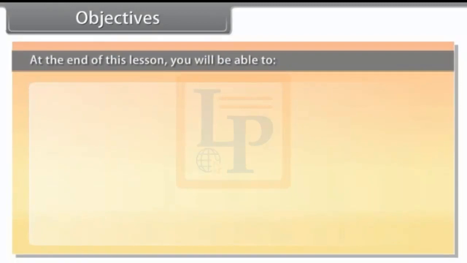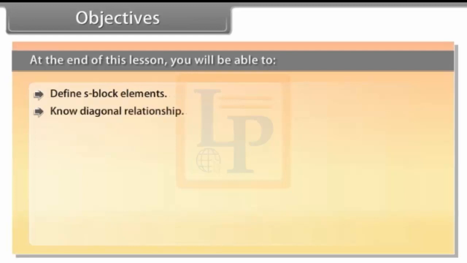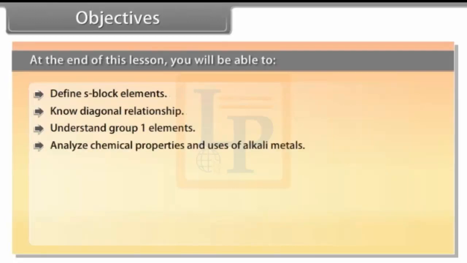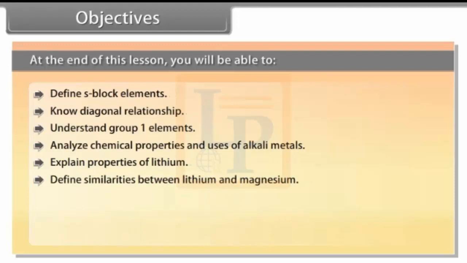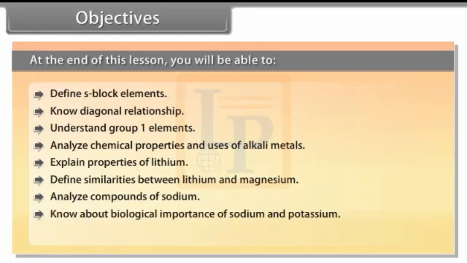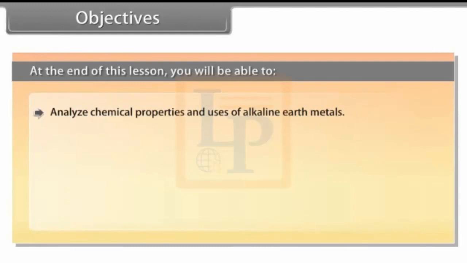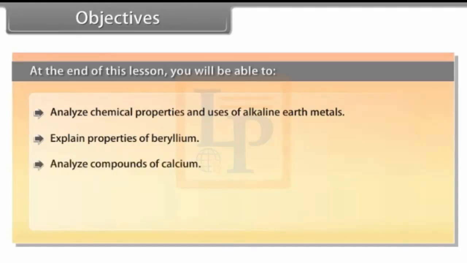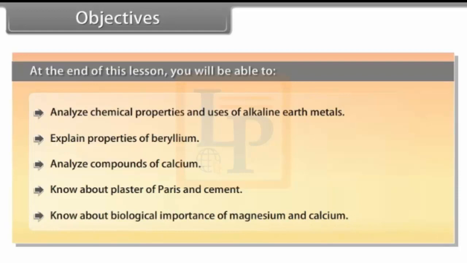Objectives. At the end of this lesson, you will be able to define S block elements, know the diagonal relationship, understand group 1 elements, analyze chemical properties and uses of alkali metals, explain properties of lithium, define similarities between lithium and magnesium, analyze compounds of sodium, know about the biological importance of sodium and potassium, understand group 2 elements, analyze chemical properties and uses of alkaline earth metals, explain properties of beryllium, analyze compounds of calcium, know about plaster of Paris and cement, and know about the biological importance of magnesium and calcium.